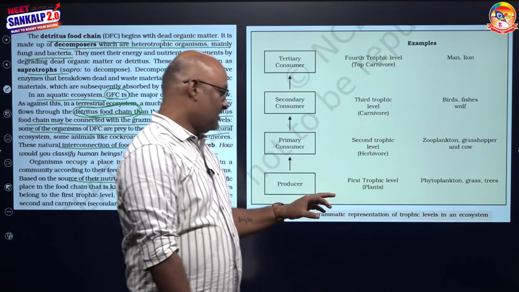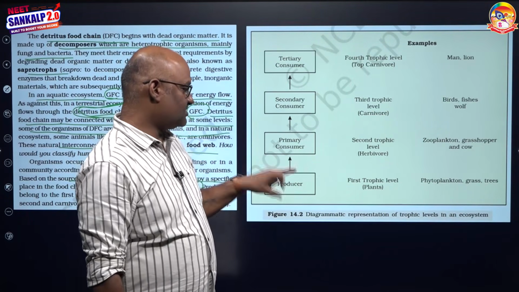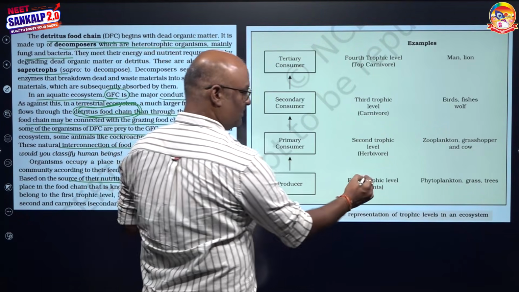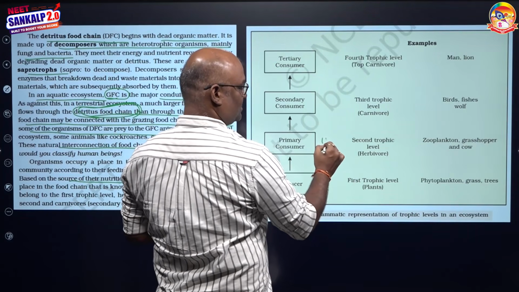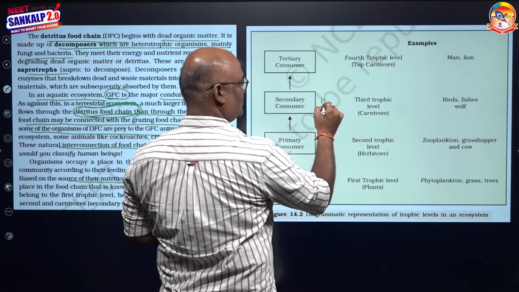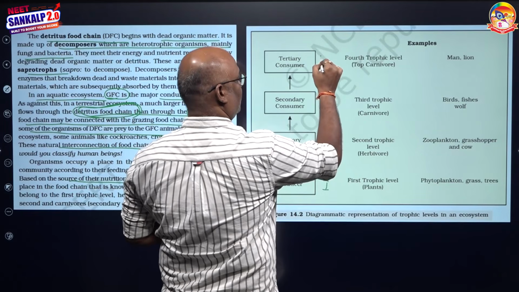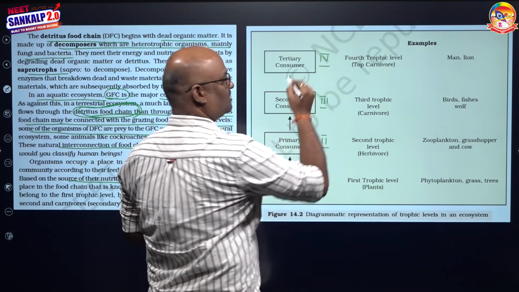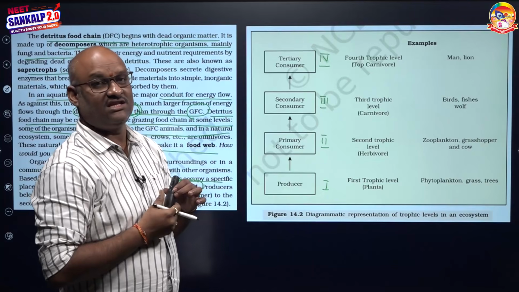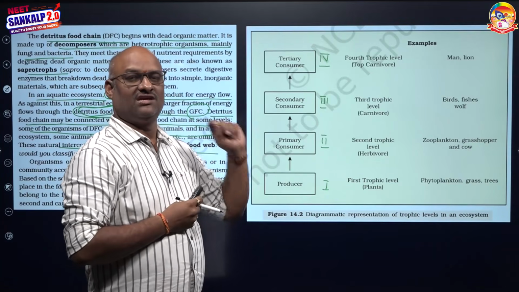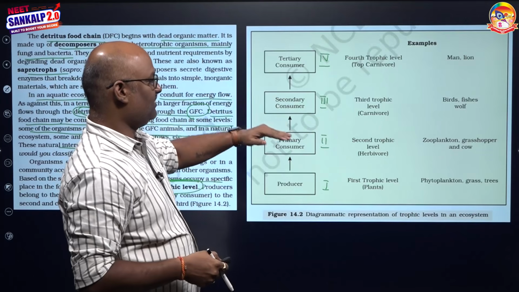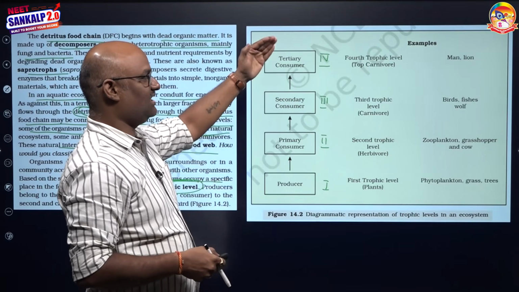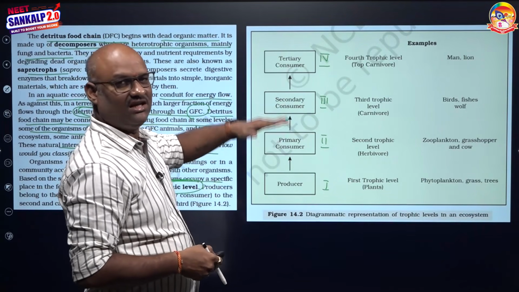Now, if you look here, the plants occupy the first trophic level, the producers. Primary consumers occupy the second trophic level, secondary consumers occupy the third trophic level, and tertiary consumers occupy the fourth trophic level. The energy present at every level of the food chain is called a trophic level. Gradually, as we go to the next higher trophic levels, the energy decreases.